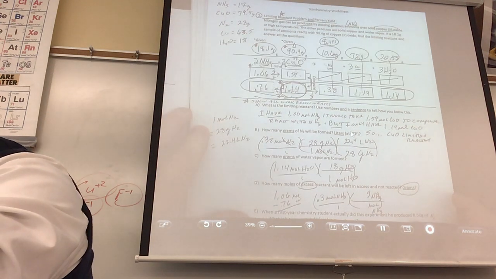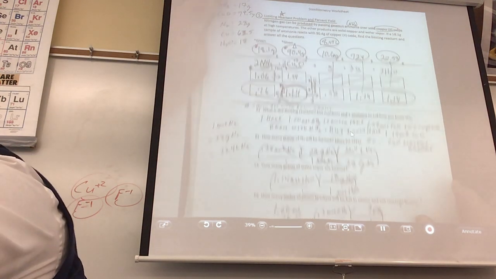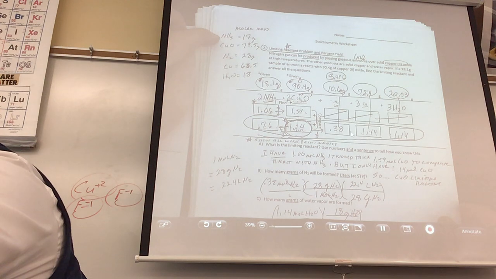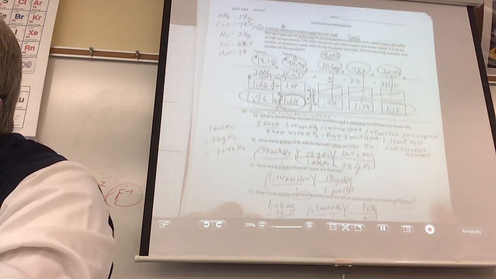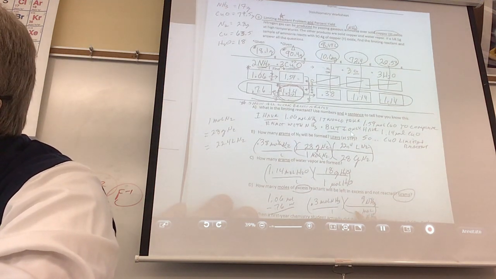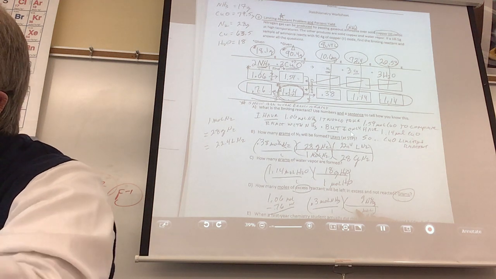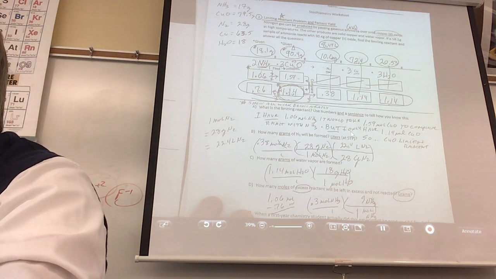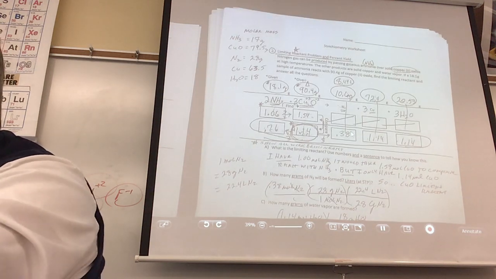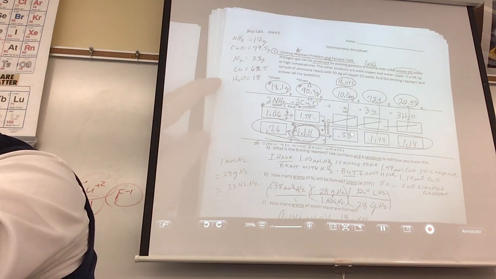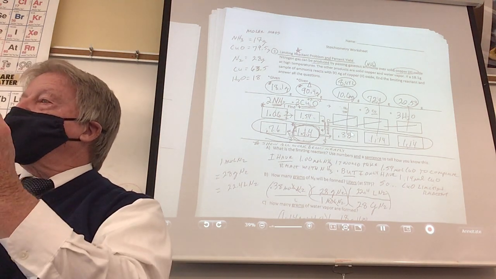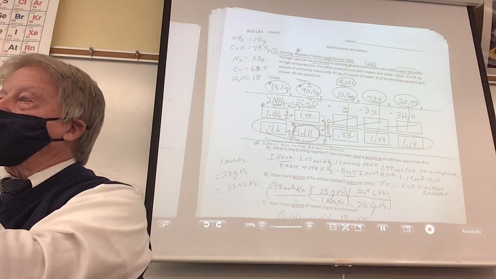What's the molar mass? What's the molar mass of ammonia? Okay, so what do you know about ammonia? How many moles? 1 mole of ammonia equals how many grams? Remember the equivalence? 1 mole of ammonia equals how many grams?